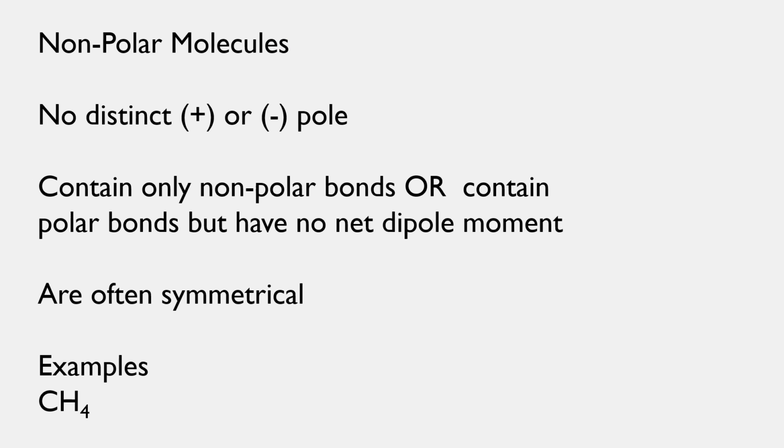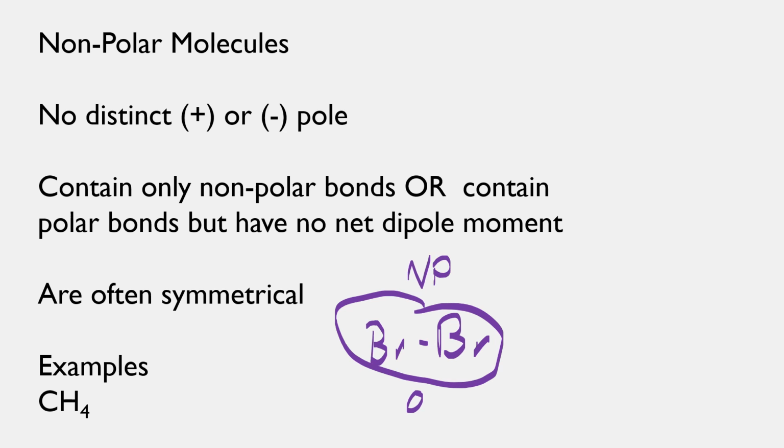For nonpolar molecules, they don't have a distinct positive or negative end. They contain either only nonpolar bonds. For example, if we had Br2, Br and Br, our Br and Br have the same exact electronegativity because they're both the same element. So you have a 0 electronegativity difference, making it nonpolar covalent. That's the only bond in here, so that means that this whole molecule is nonpolar covalent. Okay, so if all the bonds are nonpolar covalent, it's automatically a nonpolar covalent molecule.